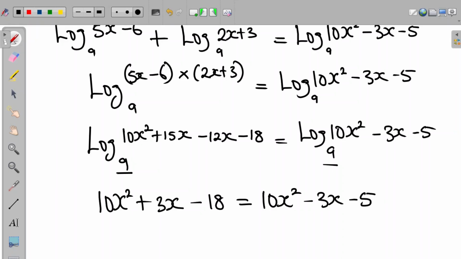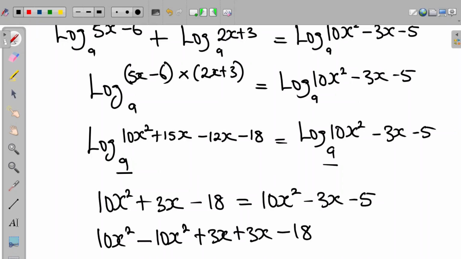Now, at this point, we will equate this to be equal to 0. So we'll move all the terms at the right-hand side to the left-hand side. So the equation becomes 10x² − 10x² + 3x + 3x − 18 + 5, all equal to 0.